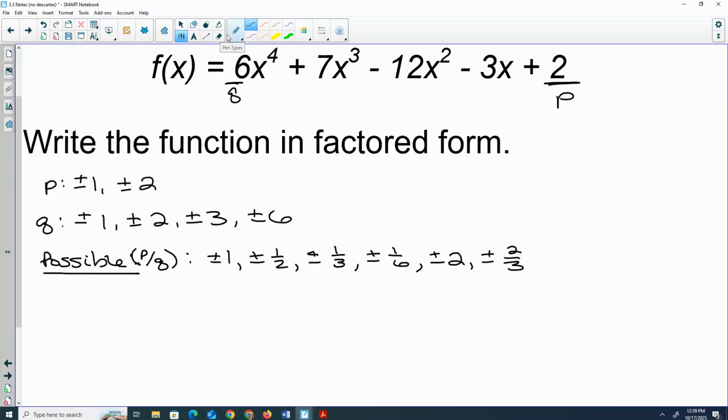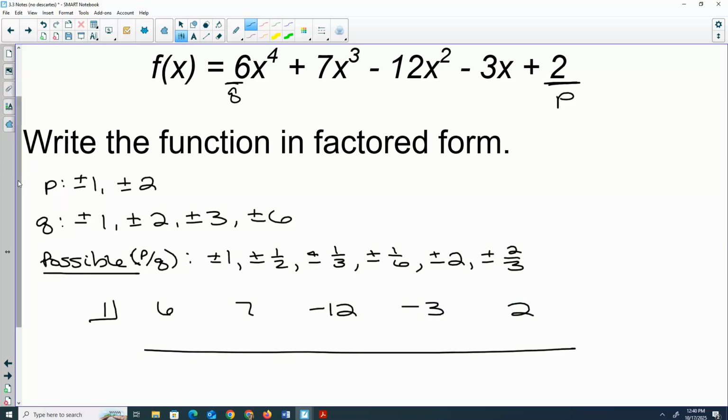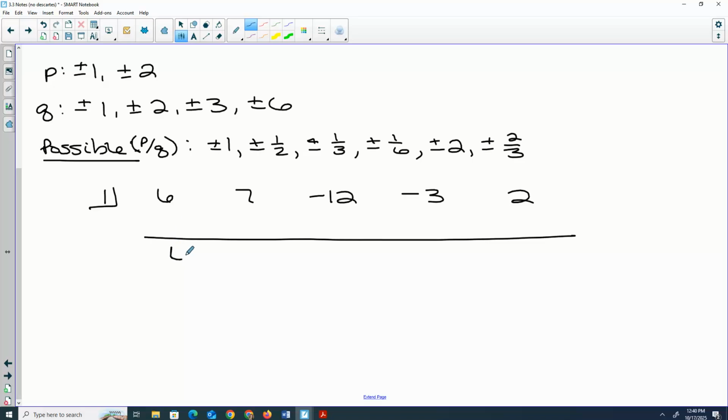So now what do we do? Plug them in. Find something that works for me. So once we find one that works, and how do we know it works? You get 0. Then we do synthetic with that number. So 6 comes down. 6 times 1 is 6. Plus 7 is 13. 13 times 1 is 13. Plus negative 12 is 1. Times 1 is 1. No. Negative 2. That gives me 0.